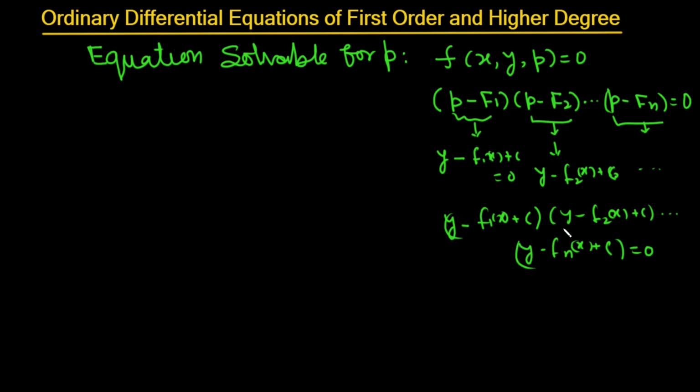We should ensure that we take the same arbitrary constant in all these n solutions, because this is a first order differential equation. So its general solution should contain only one arbitrary constant. So let us take a couple of examples to understand how to solve these kinds of equations.